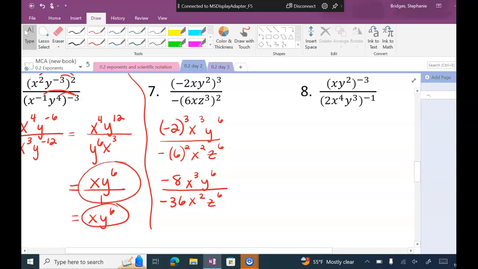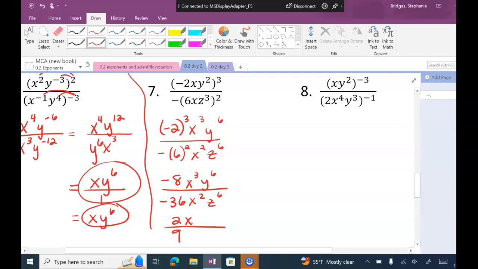No negative exponents to move, so we can talk about simplifying now. Negative 8 and negative 36 both divide by a negative 4. Okay, so that's going to become a positive 2 and a positive 9. Negative divided by negative turns positive. All right, x's. I have 3 x's at the top. I have 2 at the bottom. Where do I have the most x's? At the top, how many more do I have up there? 1.